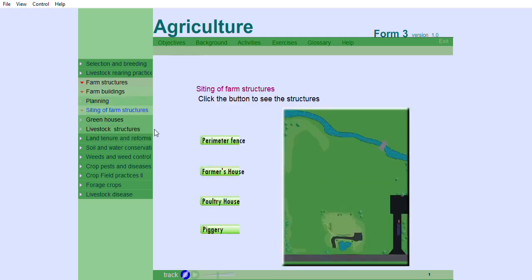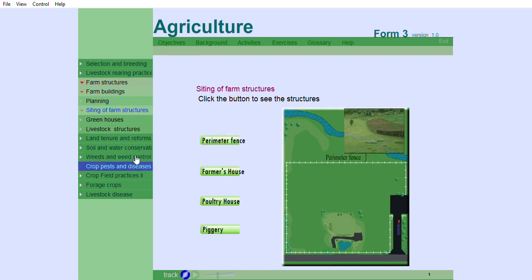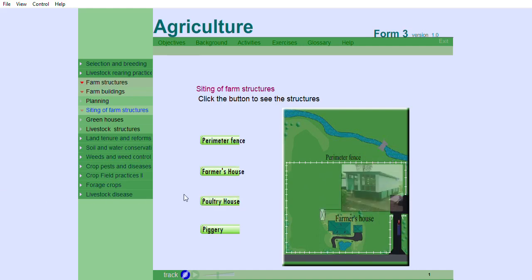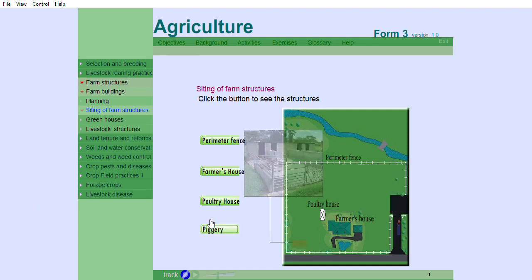Perimeter fence. The perimeter fence marks the boundary of the farm. Farmer's house. The farmer's house should be near the main road. Poultry house. The poultry house should be near the homestead to provide security for the birds. Piggery. The piggery should be constructed on the leeward side of the homestead in order not to allow foul smell from there getting to the homestead.